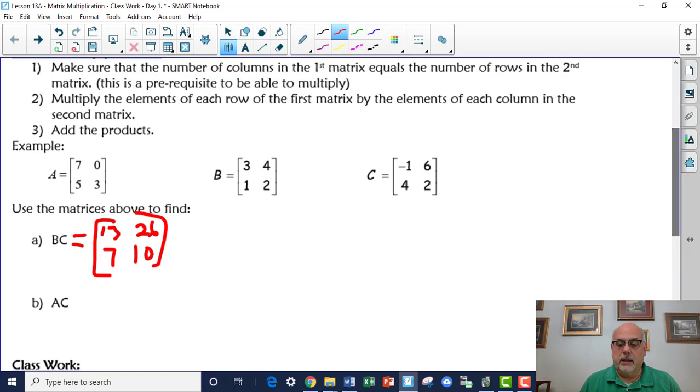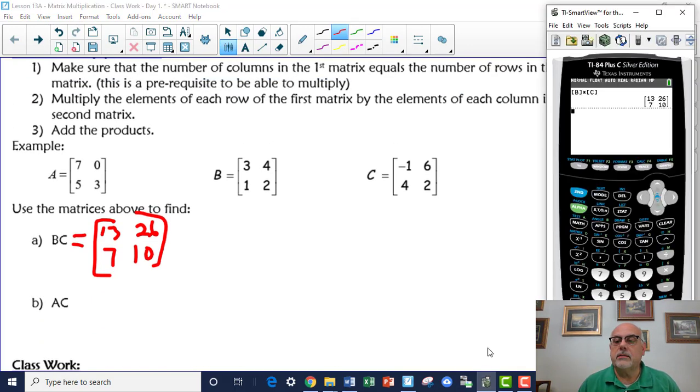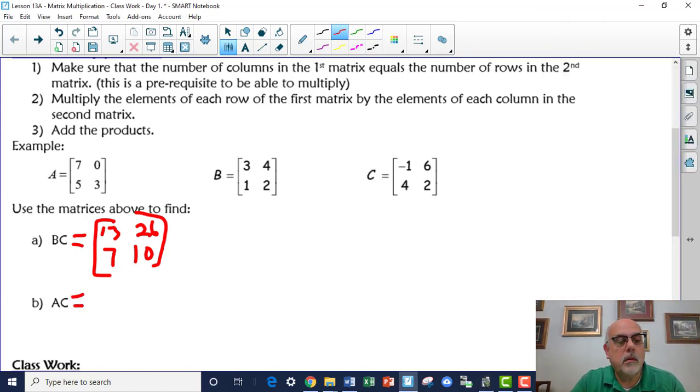Let's do A times C now, just to make sure we have the process down. Second matrix. It's already on A, so you hit enter. Times, second matrix. Move down twice to C, right? A times C. And there you go. -7, 42, 7, and 36.